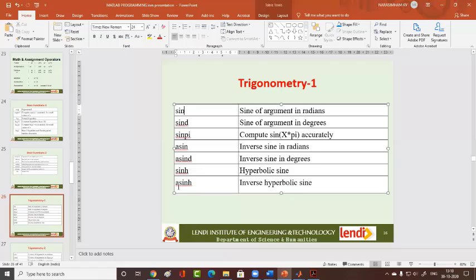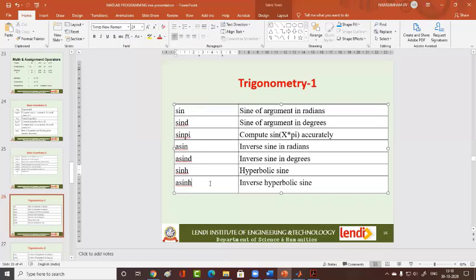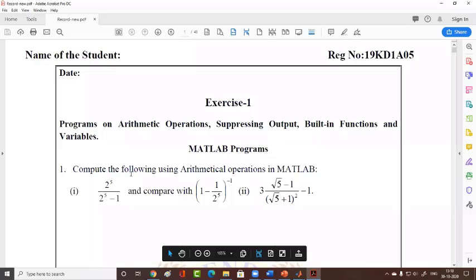After completion of this one, I will stop the remaining. So tomorrow we will discuss all these things, inverse functions and hyperbolic functions, everything. Then we will discuss the other trigonometric functions, cos function, tan function, etc. So after that we will discuss the first lab exercise. Compute the value using MATLAB. Okay, already this is completed.